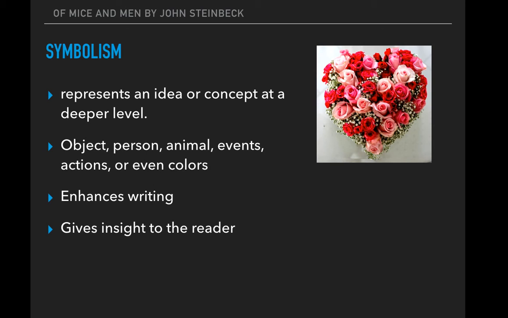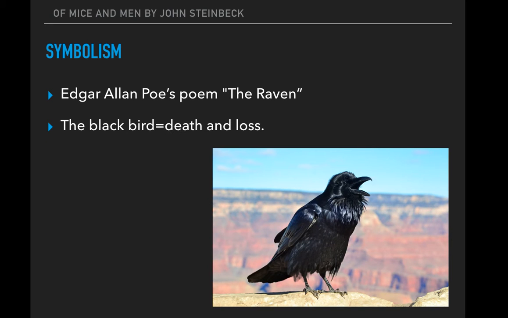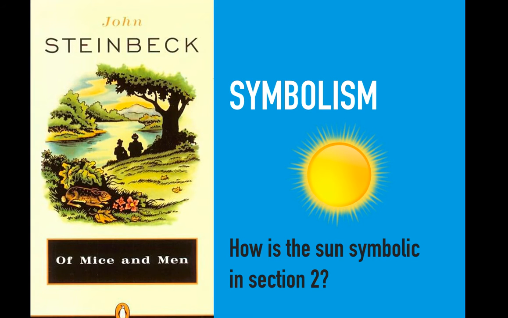Think about roses. What do roses represent? They're a symbol for love, with particular colors, and other colors represent friendship and innocence. In Edgar Allan Poe's poem The Raven, the blackbird is a symbol for death and loss. But let's look at some specific examples of Mice and Men. In particular, we're going to look at the sun.